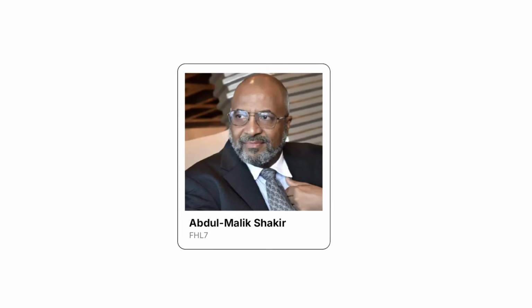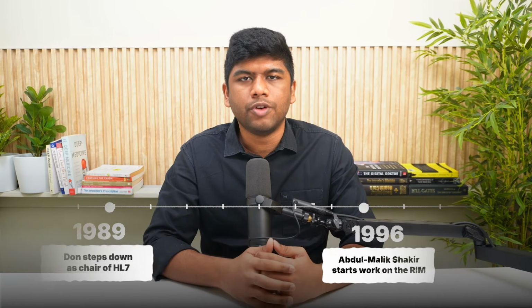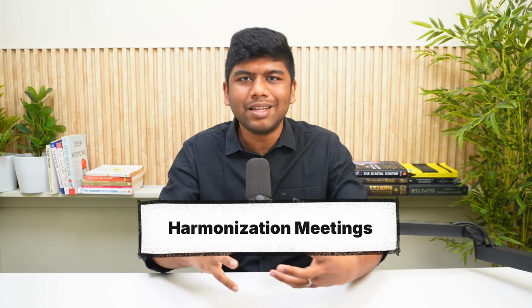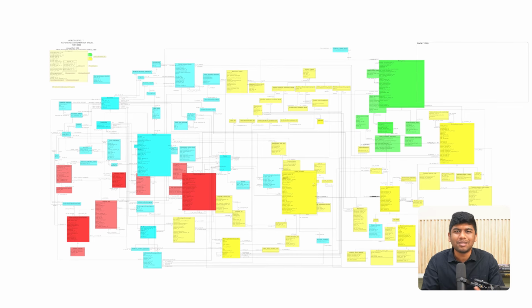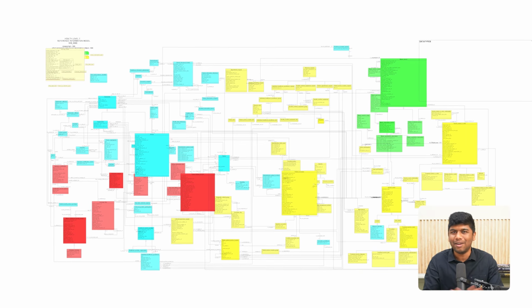In 1996, Abdul Malik Shakir volunteered to work on the first version of the RIM. He put together data from many sources, from MEDICS, from other data models, from vendors and other standards organizations, including V2, and even from what the insurance companies were using at that time. HL7 then iterated on these models in what they called harmonization meetings, where they could talk about what a common model needed to look like. The RIM grew in each meeting and soon became massive. It had 130 classes with over 980 different attributes.